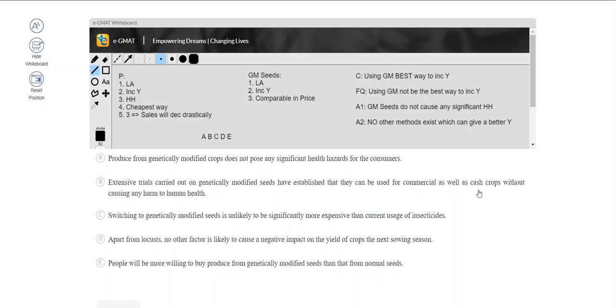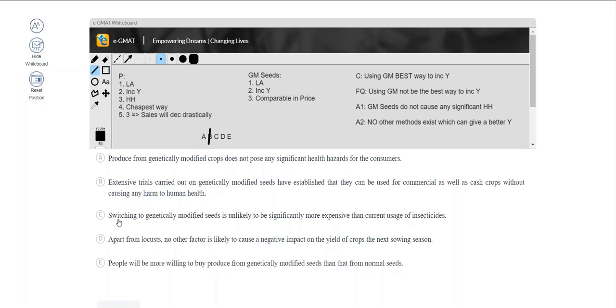For example, let's try negating option B. Extensive trials carried out on genetically modified seeds have established that they cannot be used for commercial as well as cash crops without causing any harm. Okay, that doesn't tell us for sure that GM may not be the best. GM can still be the best way to increase the yield, right? At best, this is a strengthener. So let's move on. This cannot be the correct option.